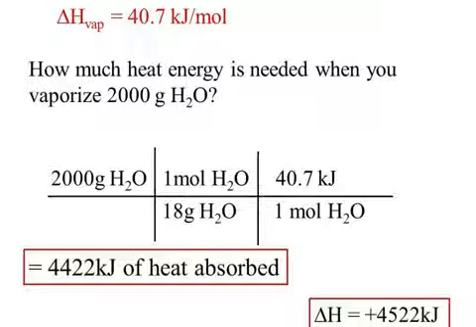So how much heat energy does it take when you vaporize 2,000 grams of water? Again, 2,000 grams, use the molar mass to convert to moles, and now 1 mole of water requires 40.7 kilojoules. You can see that it takes much more heat energy to vaporize a mole of water than it does to melt it. This is because in the vaporization process, you're breaking all of the hydrogen bonds, while in the melting process, you're only breaking a fraction of those bonds.